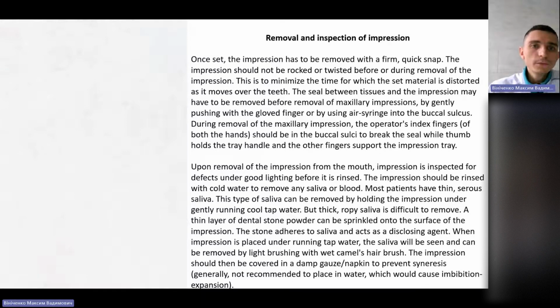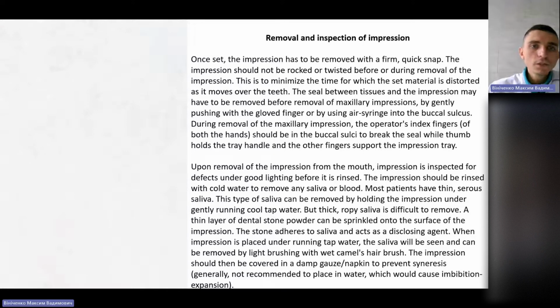So when we remove it, the impression has to be removed with a firm, quick snap. The impression should not be rocked or twisted before or during removal of the impression. This is to minimize the time for which the set material is distorted as it moves over the teeth.